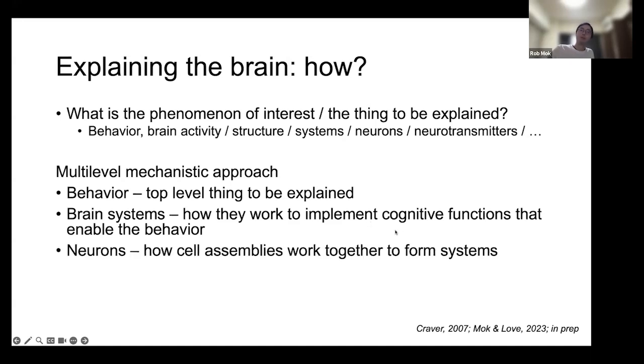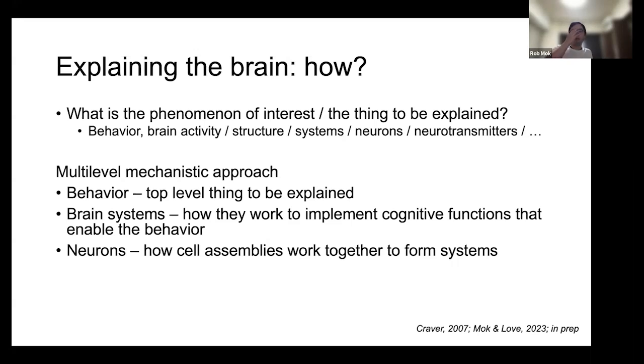And you can go lower, right? Neurons would be cells, some of these work together to form systems, which then work together to enable the behavior. I'm not saying that behavior is the only thing. Well, I think behavior is very important, and there might be a bit of a bias from my perspective. But I'm also saying that you can study anything in the middle or lower down. These are all very important questions.